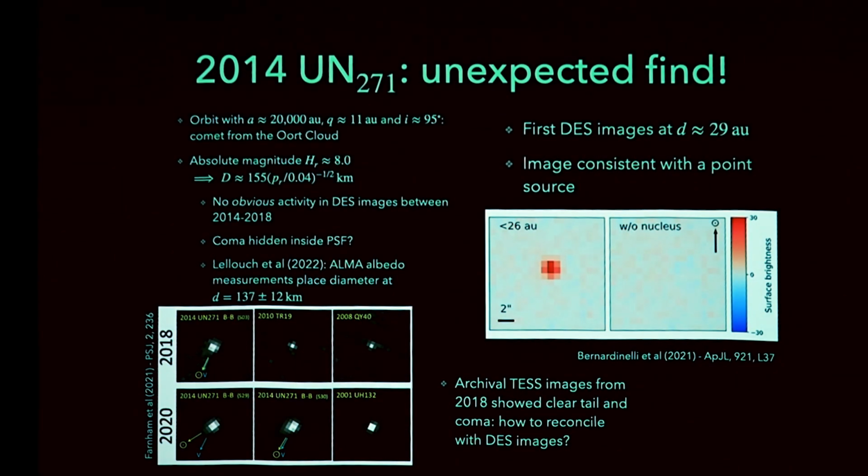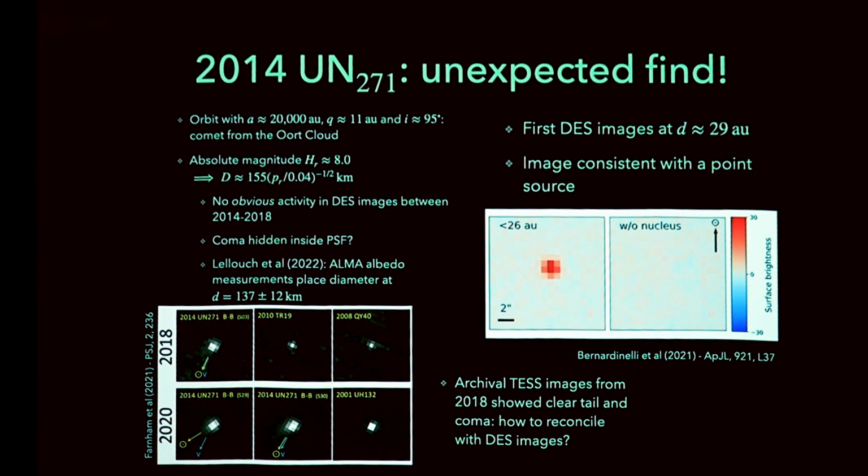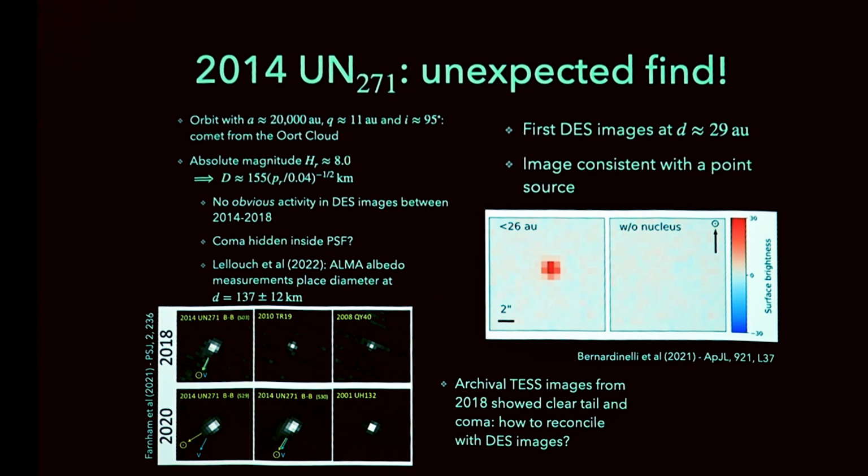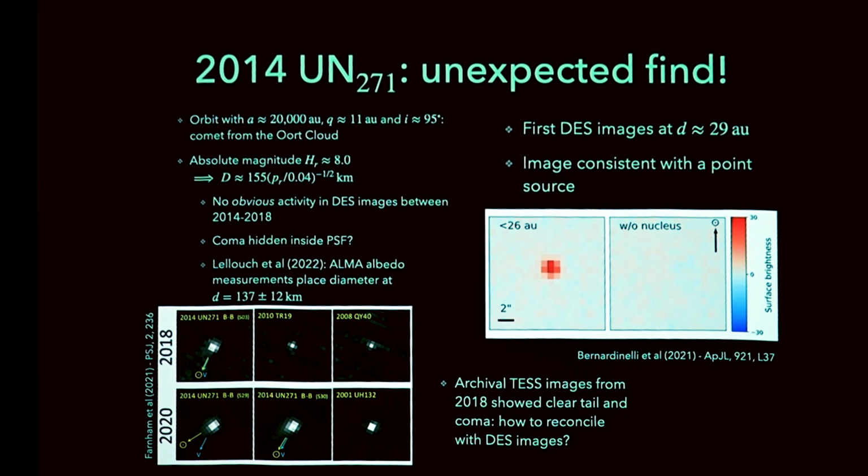So let me tell you a little bit about these objects, and then we can go back to talking about TNOs. So we found this thing, 2014 UN271. That's something that we were not expecting to find. We were only thinking about TNOs, so this is an object that surprises us a little bit. This has a semi-major axis of 20,000 AU, so that's very clearly an object coming from the Oort cloud. And an absolute magnitude of about 8, so with a typical albedo, that gives you 155 kilometers in diameter. So that's kind of like a TNO size. So sure, we found a TNO with a weird orbit, that's fine.